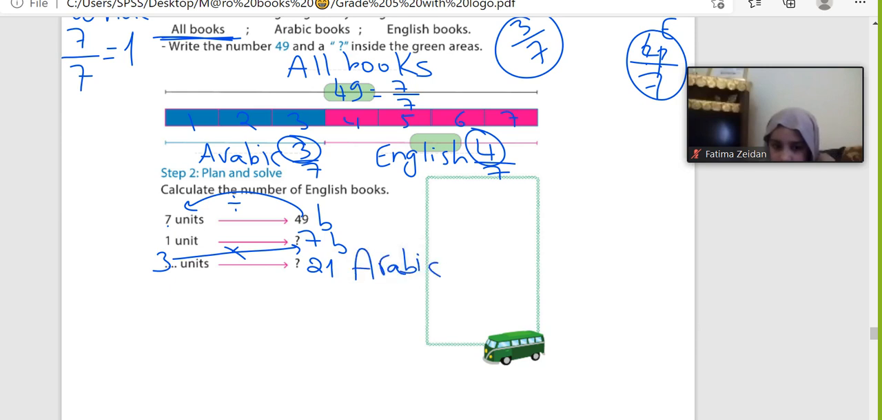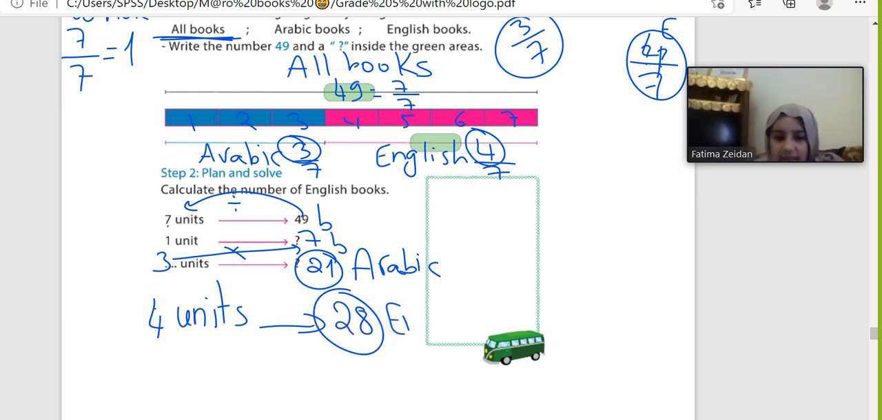21 is the Arabic books. هول العدد العربيك بوك يعني 3 over 7. هلا بدي اجيب الانجليش. 4 units, how much equal? 28, since 4 times 7 is 28. That is the English books. So to get the answer of each, first of all we make the division, then we get the 1 unit. Then we multiply by the number of the units.